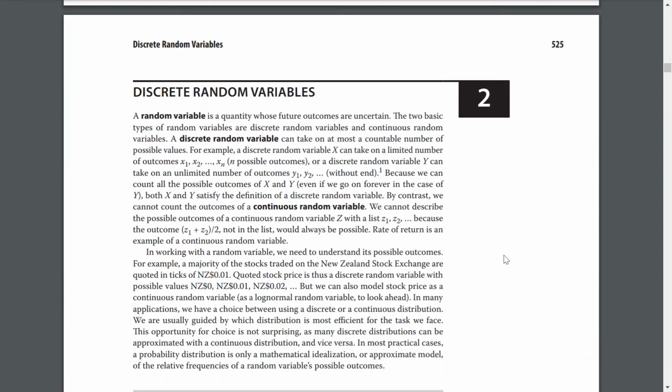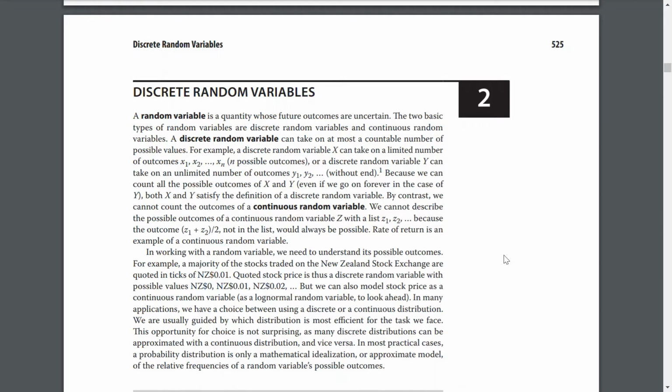10.2. Discrete random variables. A random variable is a quantity whose future outcome is uncertain. Two basic types of random variables are discrete variables and continuous variables. A discrete variable can take on at most a countable number of possible values, for example, positive integers. A discrete random variable X can take a limited number of outcomes x1, x2, all the way to xn, where n is the number of possible outcomes, or a discrete random variable Y can take on a limited number of outcomes y1, y2, all the way to without end.